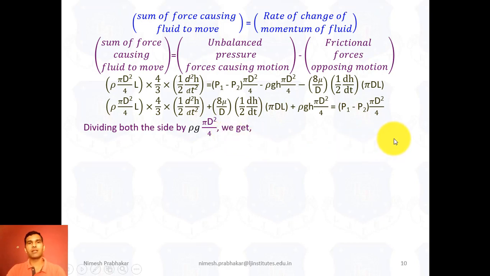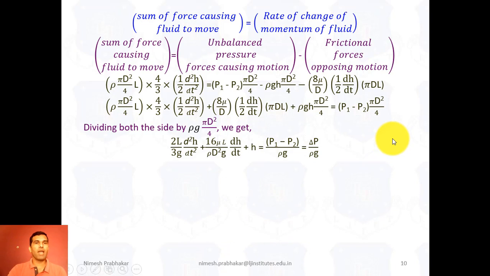So finally we get the equation as 2L upon 3g d square h by dt square plus 16 nu L upon rho g d square into dh by dt plus h equals P1 minus P2 upon rho g. But we know P1 minus P2 is nothing but delta P, so we write delta P upon rho g. So now this is a second order equation for the U-tube manometer.